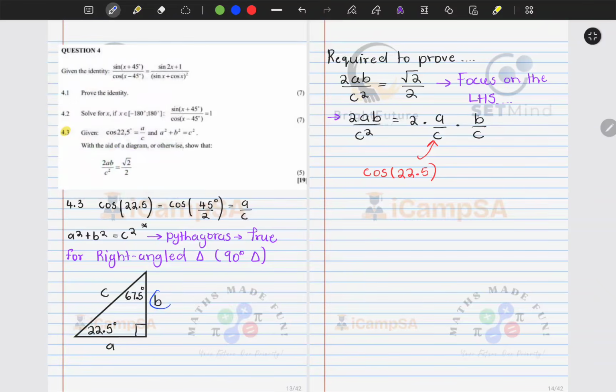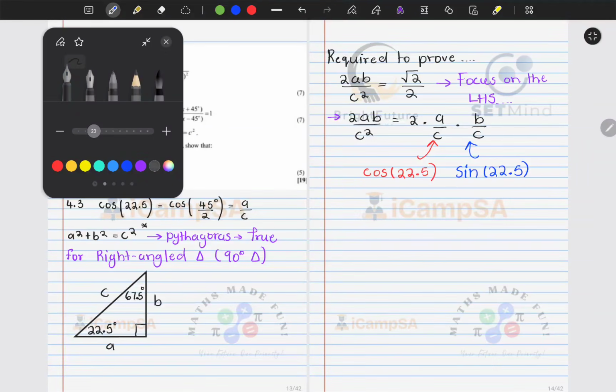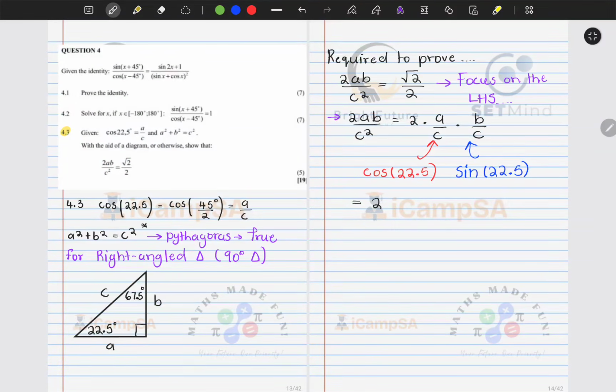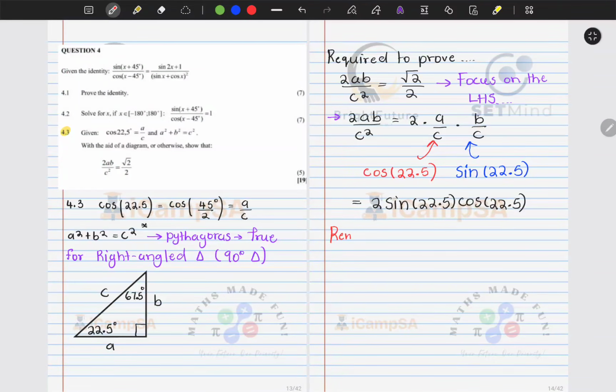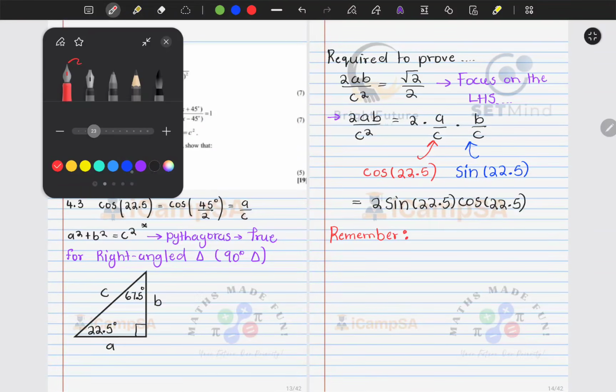And then we can see we have b over c. If you look at b over c, that is a sine. So b over c, if you observe carefully, that is sine of 22.5. Okay, so it means for this problem, what we have is just 2 times sine of 22.5 and then cos of 22.5. And this here should ring bells because it looks like something which you should know by now. What is it which you should know?